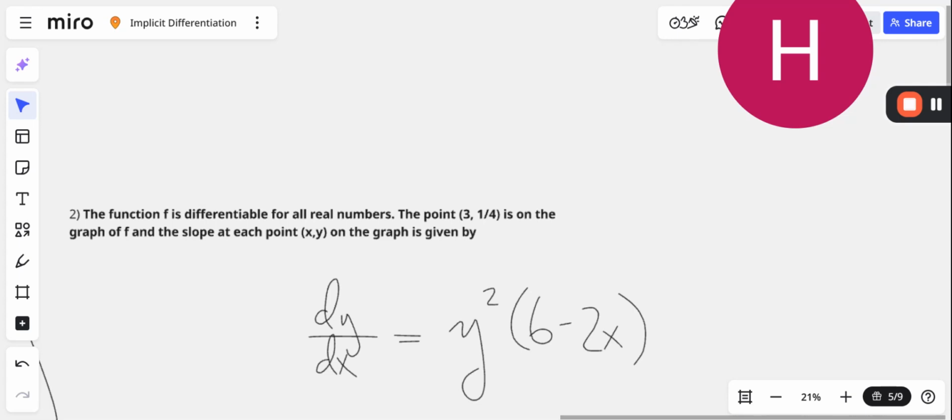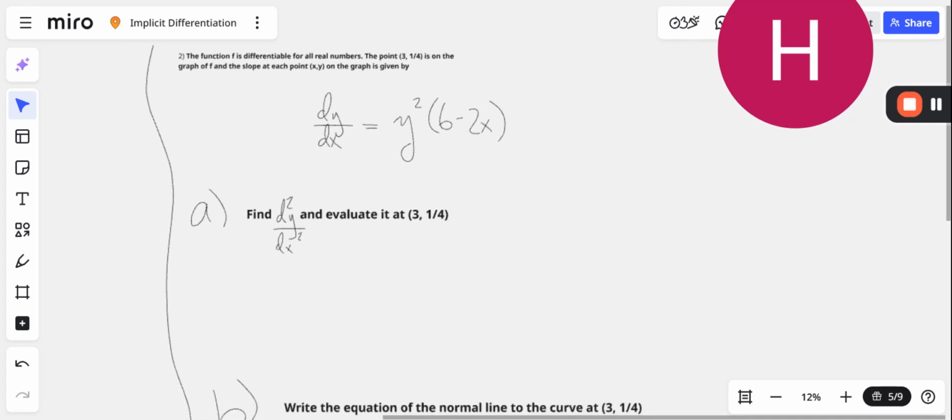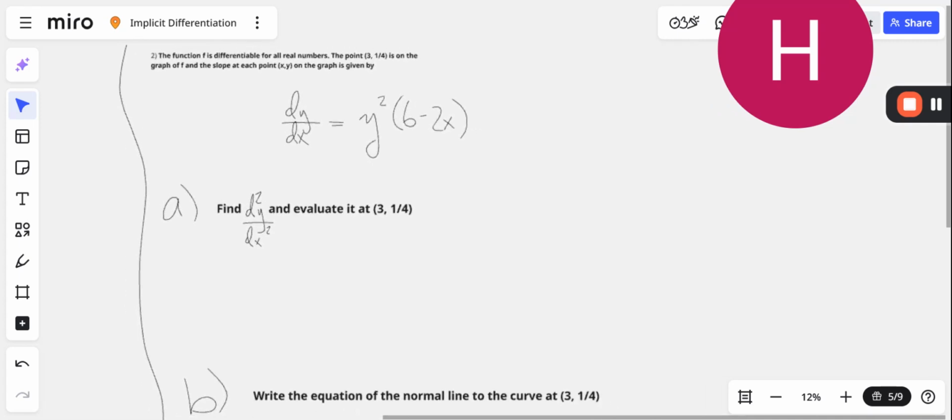This one is a bit shorter. We're not given the original curve. We're jumping straight into the expression for the slope dy dx. We're given this. So without further ado, let me allow you to sort of scope out the questions. Yeah, there's just two parts here, parts A and B.